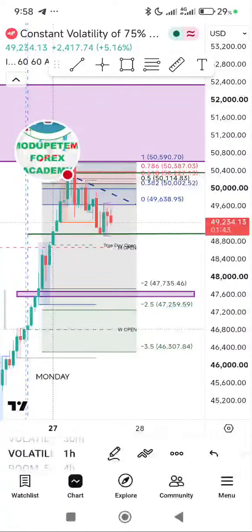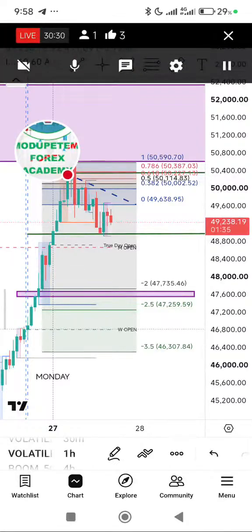So you can all see that in the weekly time frame. So you can all see that. So there are good. We should meet by 7:30 tomorrow.